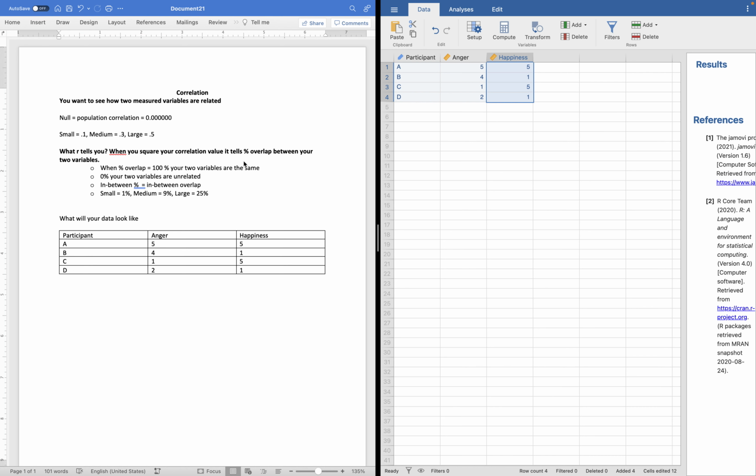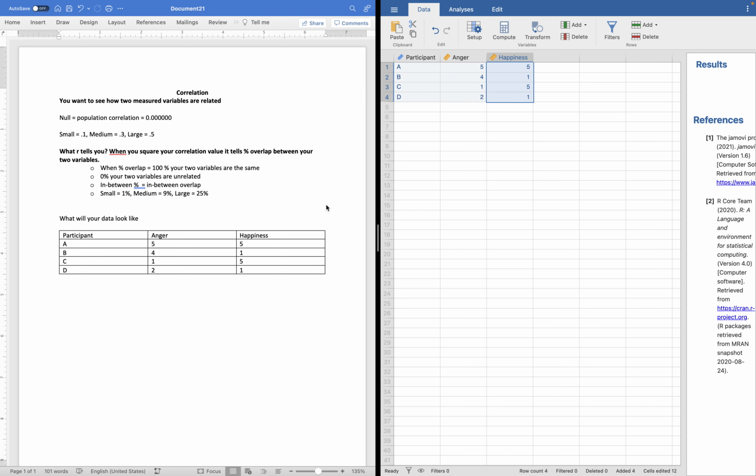How do we analyze data for a correlation? This is when you want to just see if two measured variables are related. Your null is that your population correlation is 0.00. Small, medium, and large are 0.1, 0.3, and 0.5.